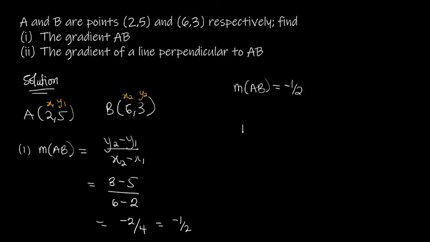Alright, so the second part is saying the gradient of a line perpendicular to AB.